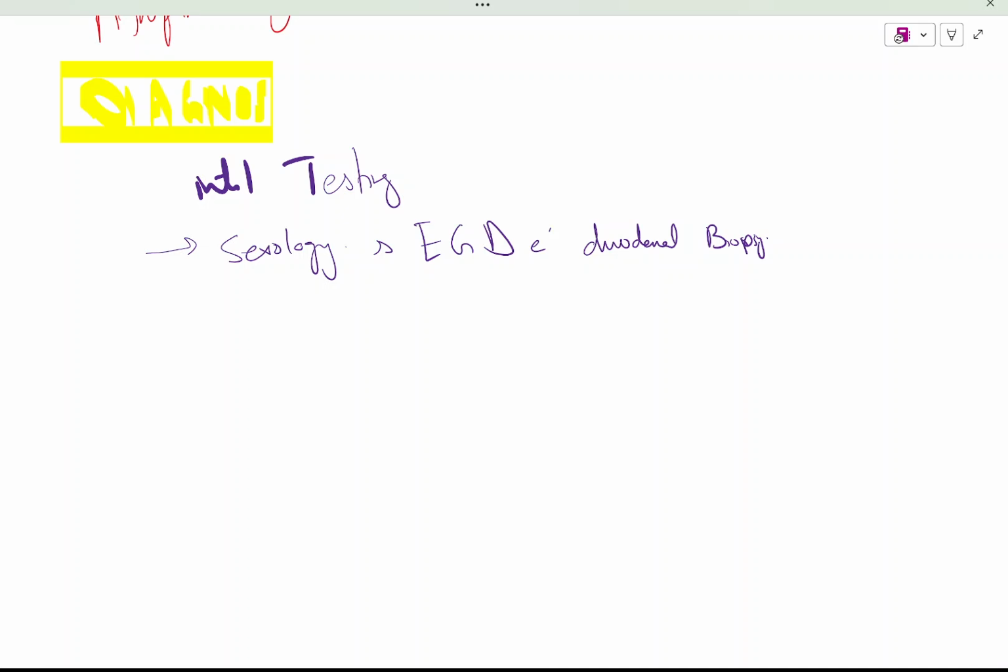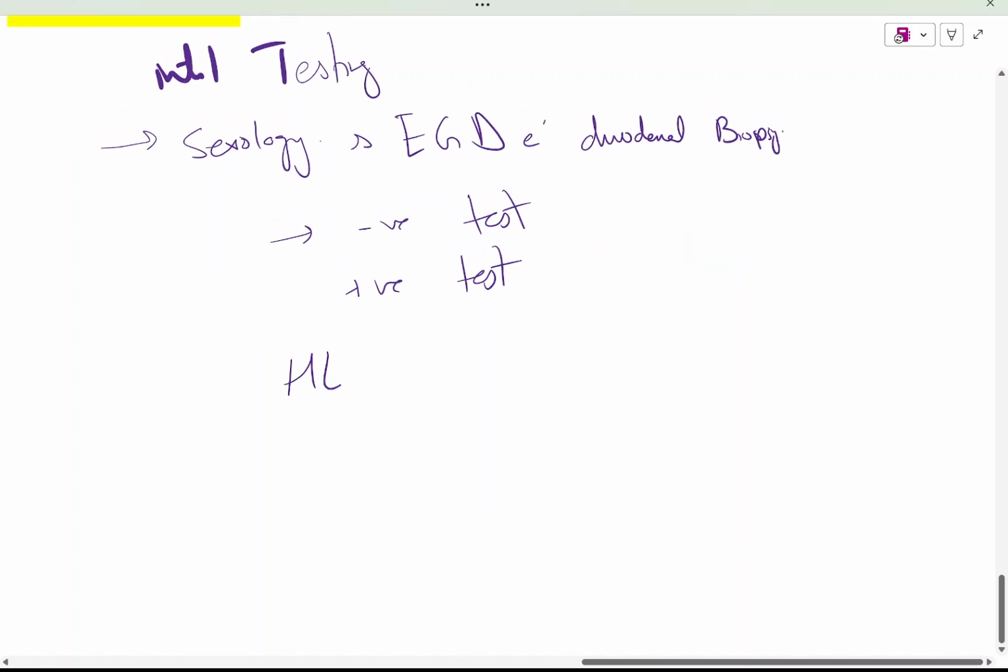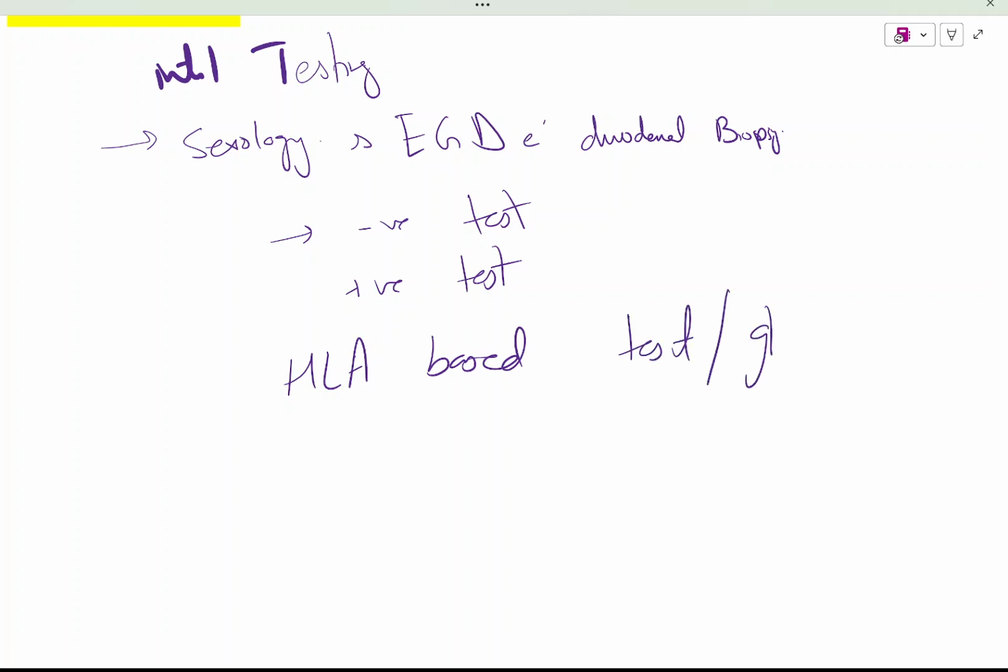So what will happen? A patient who is not taking gluten will have a negative serology test, and if a patient consumes gluten, he will have a positive test. So what will we do? We will do HLA based testing, or we can do a gluten challenge.